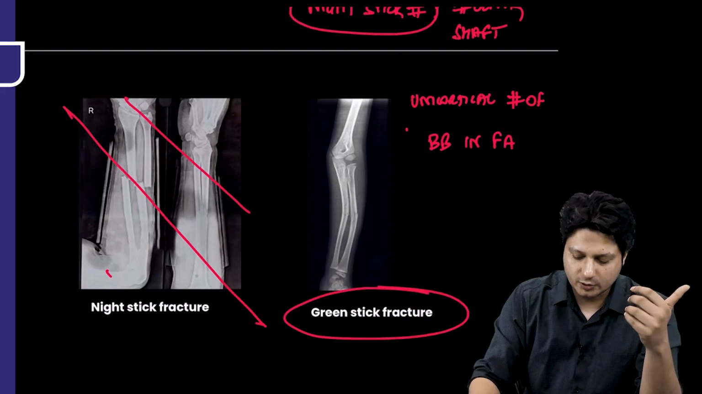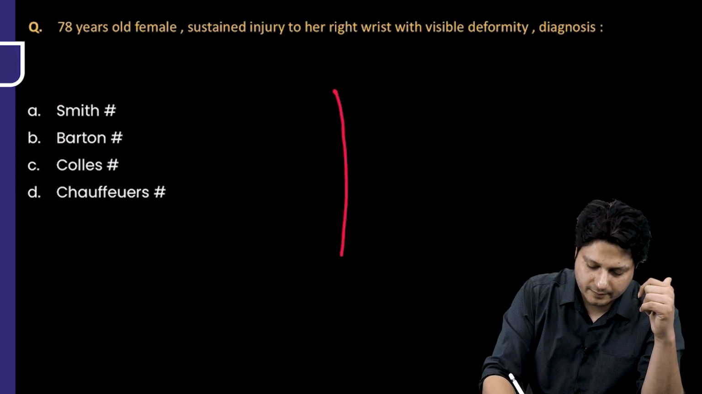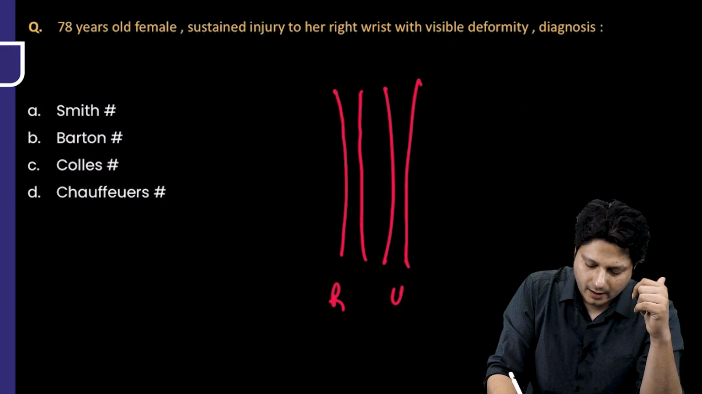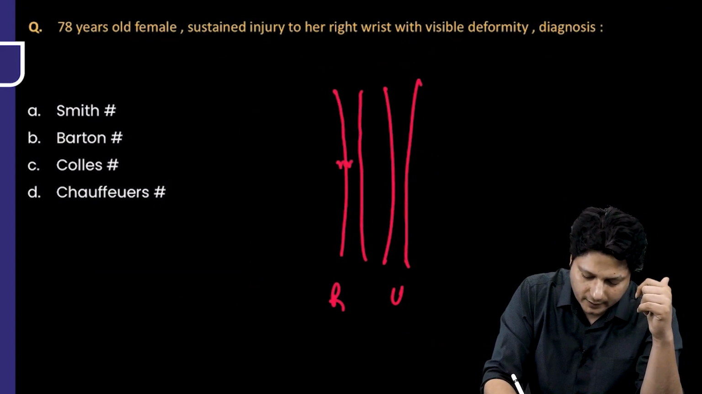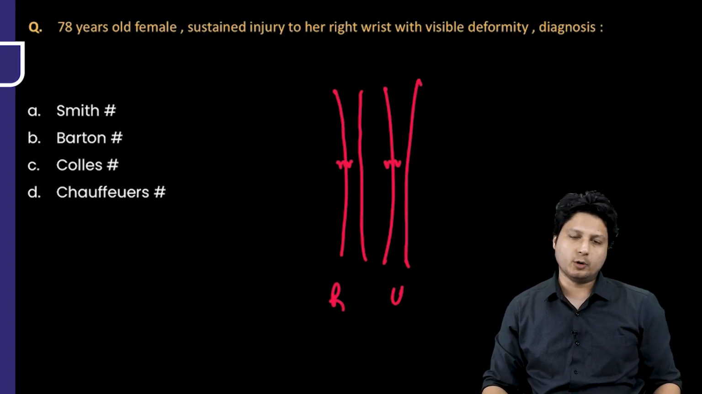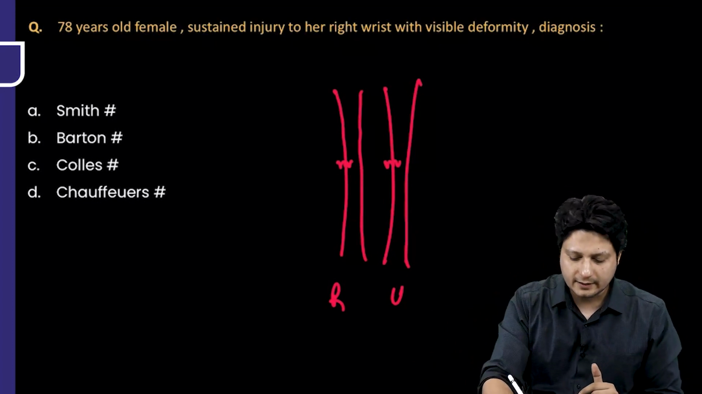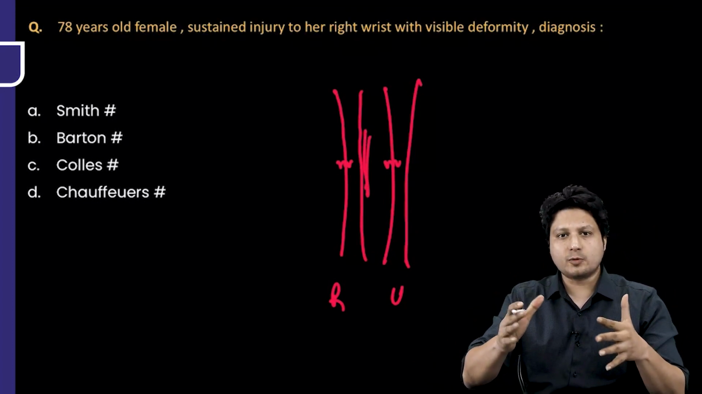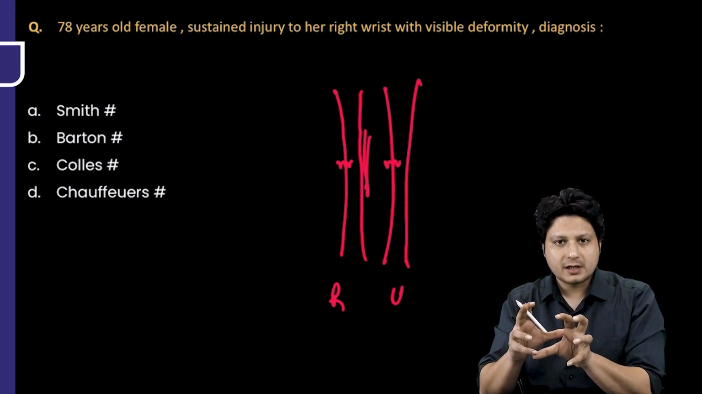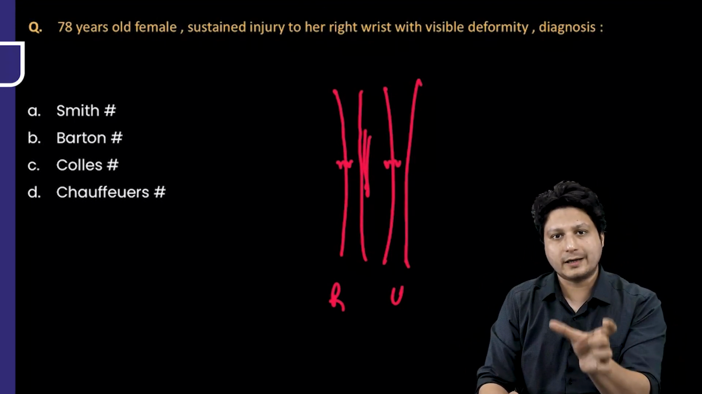Now, what does it mean, unicortical fracture in both bones of the forearm? Just try to understand. Imagine this is the radius and this is ulna. If there is a fracture of one cortex only of both the bones, then it would be called unicortical fracture of both bones of the forearm. Now, to have a unicortical fracture with the other cortex intact, there has to be increased laxity and decreased strength of the bone. And this increased laxity is a feature of a bone in a child.